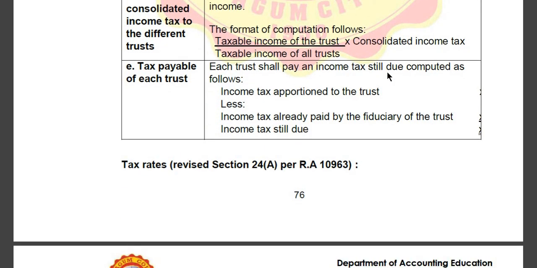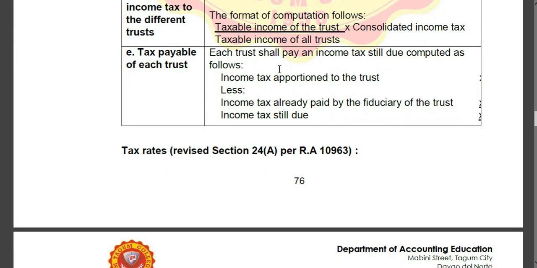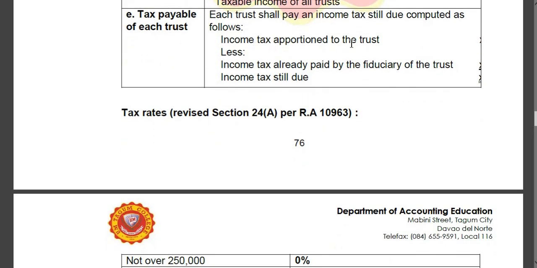So how to compute the portion allocated to each trust? Here's the pro forma computation. Taxable income of the trust over taxable income of all trusts, times consolidated income tax. Then you get that trust's share of the income tax. So each trust shall pay an income tax still due computed as follows. Income tax apportioned to the trust.